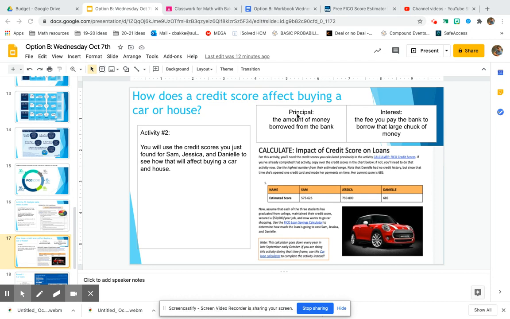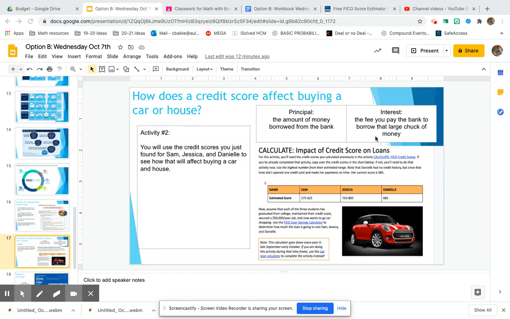When we talk about the principal of your loan, that is the amount that you borrowed from the bank to buy your car or your house. So you have to pay the bank back for the principal, which is the amount of money that you borrowed for your car or house. But you also have to pay back your interest, which is the fee you pay to the bank to borrow that large chunk of money.